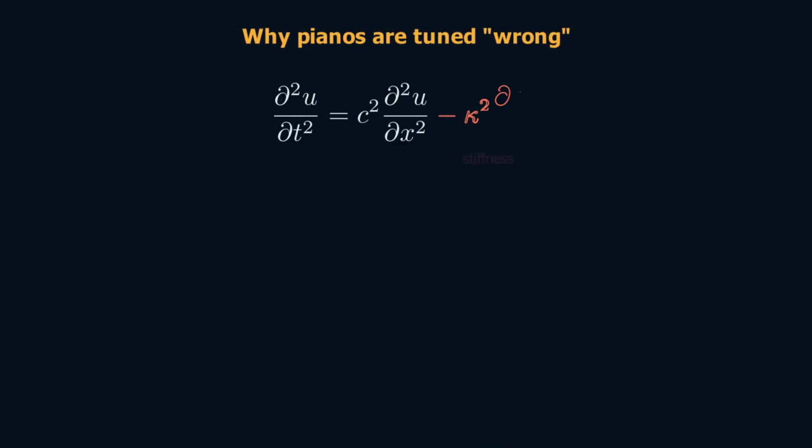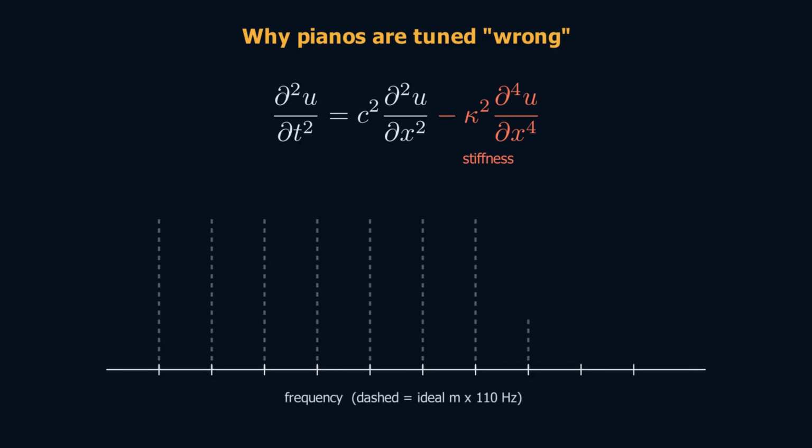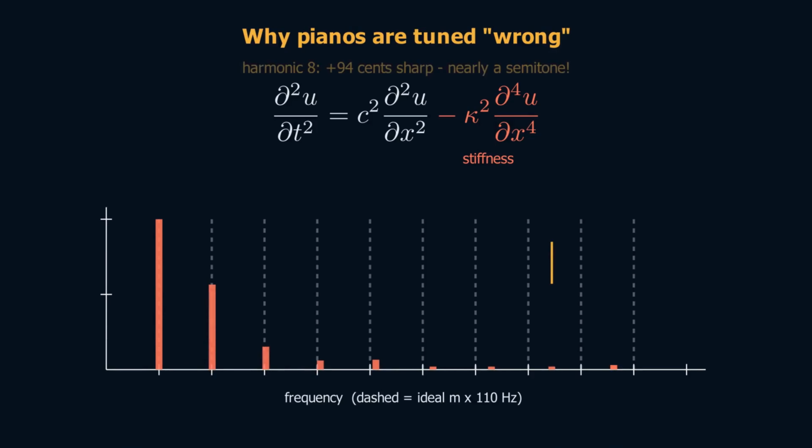One thing still separates our simulated string from a real steel one. A real string doesn't just resist stretching, it resists bending, like a very thin beam. In the equation, that adds one new term, a fourth derivative, fighting sharp curvature. And that term does something sneaky. High harmonics are the most sharply bent, so stiffness punishes them the most, pushing their frequencies sharp. The dashed lines are where the harmonics should be. The bars are where the stiff string actually puts them. Watch the drift grow. Can you hear it? Here's the ideal string.